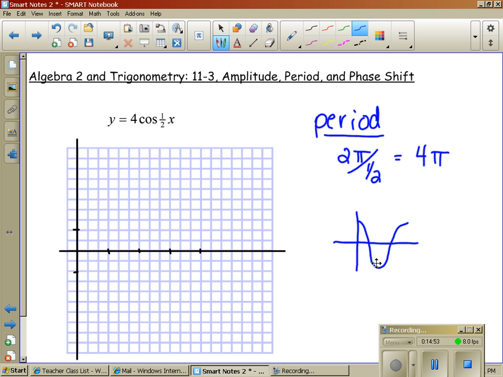So I need to fit half of the cycle between 0 and 2 pi, and this is going to go up to 4 now and down to -4 instead of 1 and -1. Okay? So our basic cosine function starts at 1. So we're going to go up to 4. 1, 2, 3, 4.